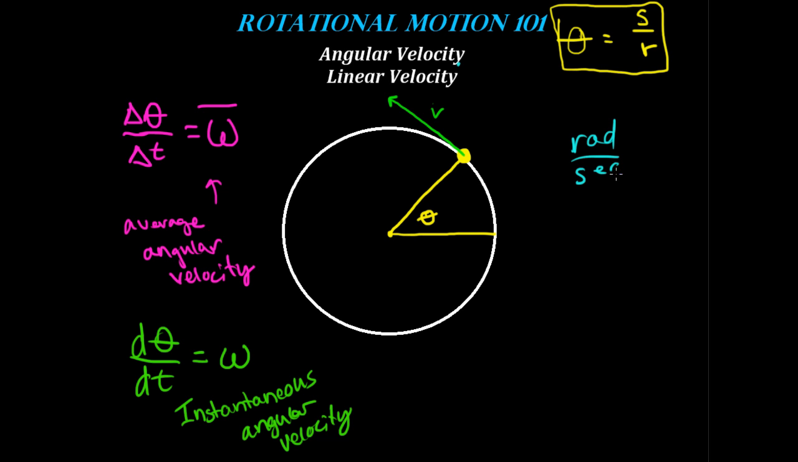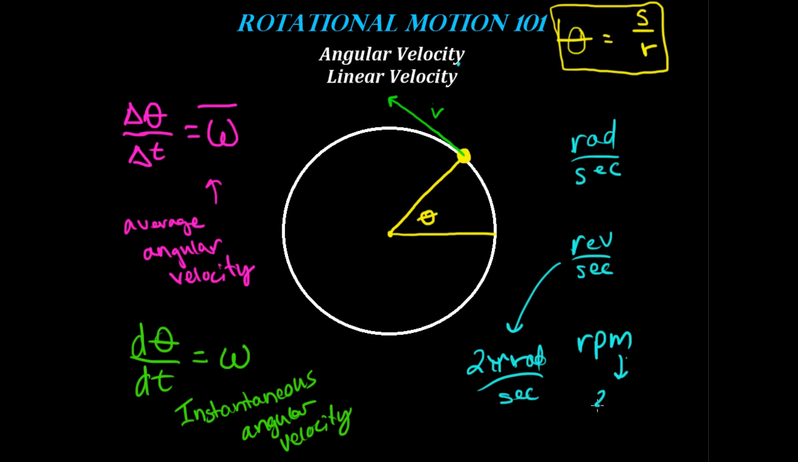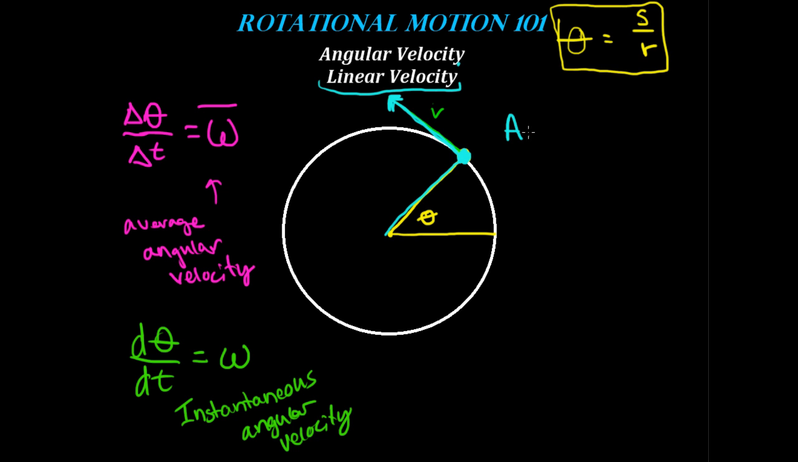Typical ways you may see angular velocity described include radians per second, revolutions per second, maybe even revolutions per minute, or RPMs. Well, 1 revolution per second. 1 revolution has an arc length of 2 pi r, divided by r would be 2 pi radians. So 1 revolution is 2 pi radians in 1 second. So I could convert that to 2 pi radians per second. For revolutions per minute, I can do the same thing. It's 2 pi radians, and I just divide by 60 to get seconds.